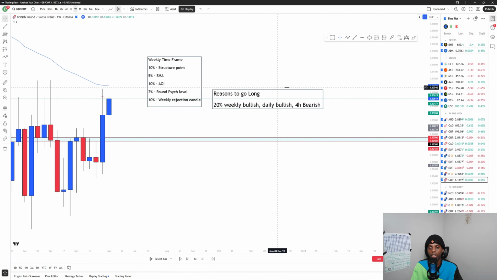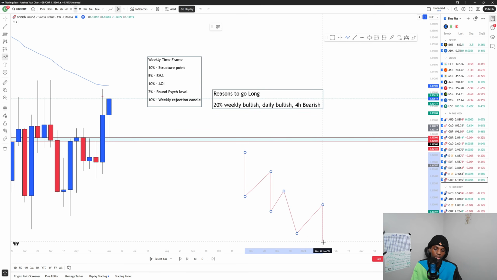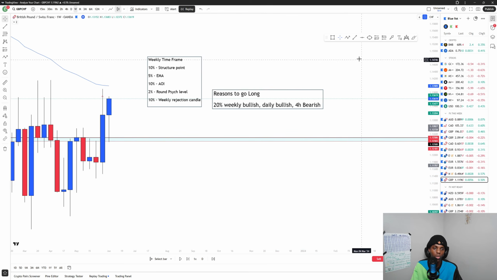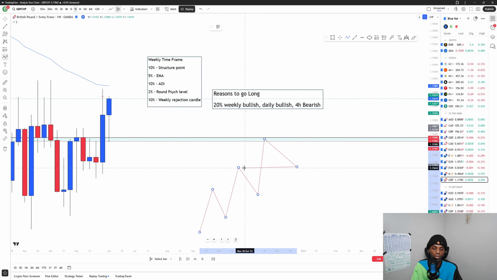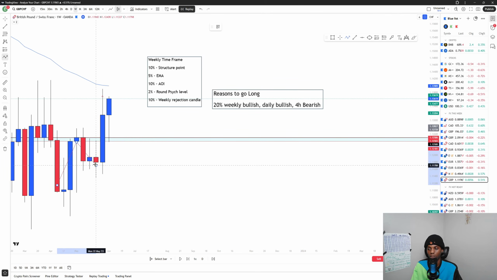The first thing on our list is structure point, meaning previous structure point. What is the previous structure point? When we are in an uptrend, these are the previous structure points. Now the question is, is the weekly time frame retesting the previous structure point?